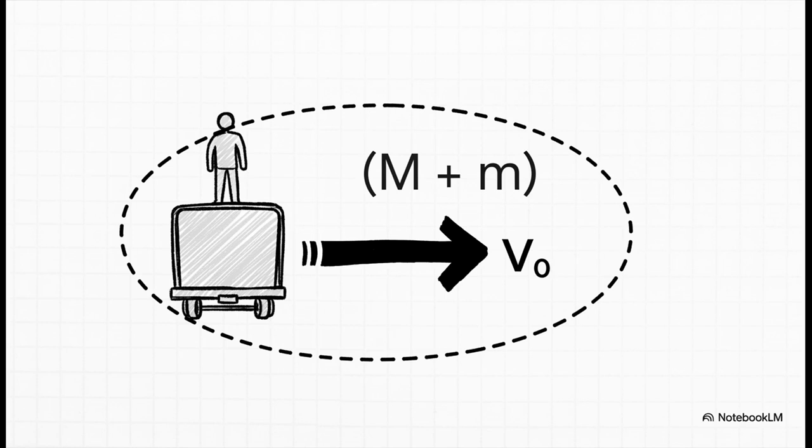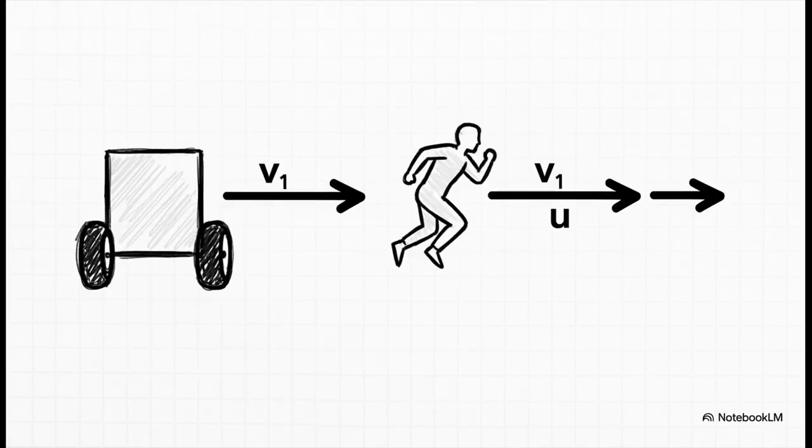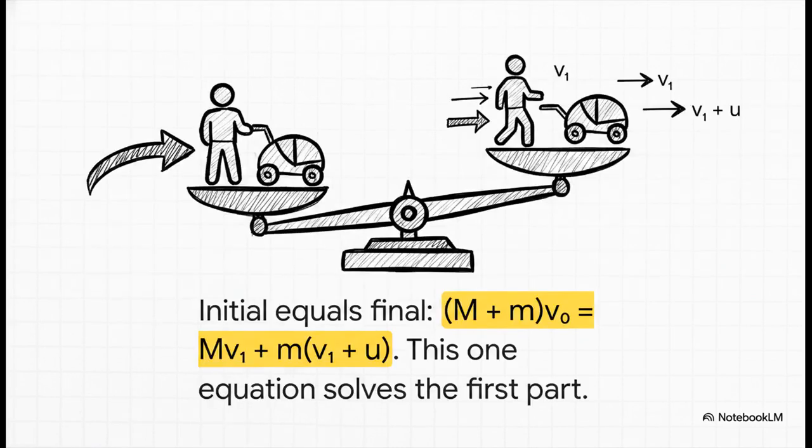So let's look at the before snapshot. Right before he jumps, what's going on? Well, the rear buggy and the man are basically one big object. They're stuck together, so their total mass is just capital M plus little m, and they're both cruising at speed v0. So initial momentum, easy peasy. It's just their total mass times their velocity. Okay, now for the after snapshot. The instant after he pushes off. What do we have now? The buggy, mass M, has a new speed, v1. And the man, well, here's where we use our key. His velocity isn't just u. Remember, it's the buggy's new speed plus his jump speed. So his velocity is v1 plus u. Don't forget that. And now for the magic. Our law says before equals after.